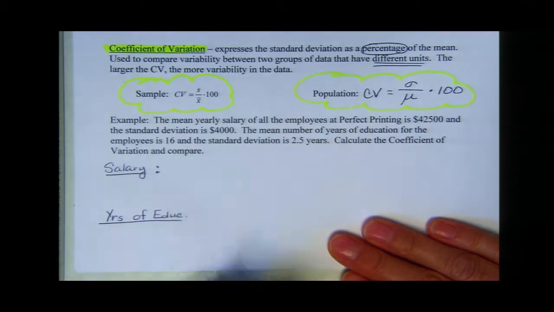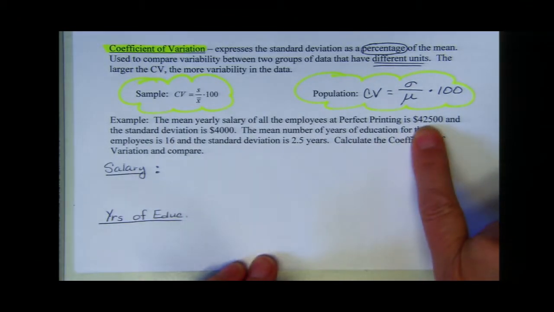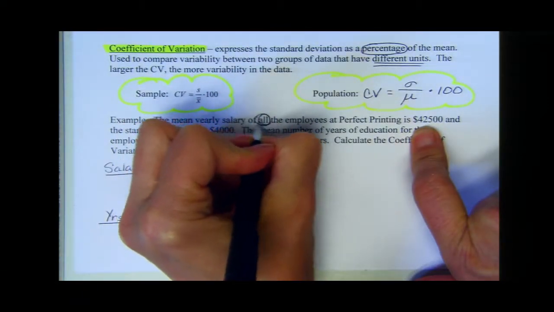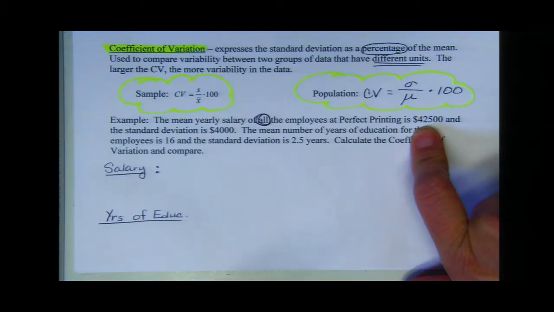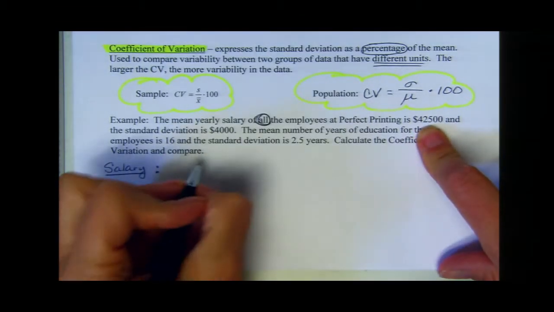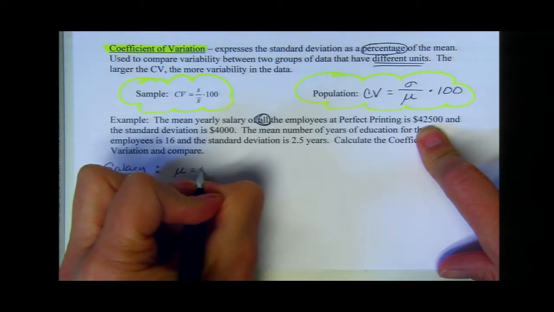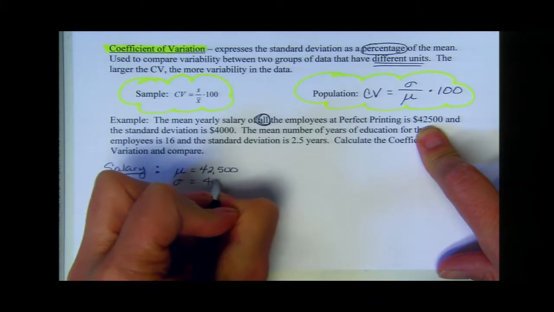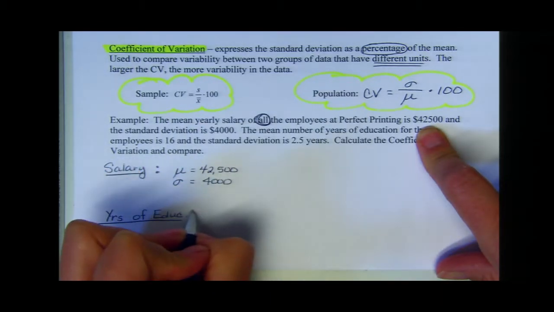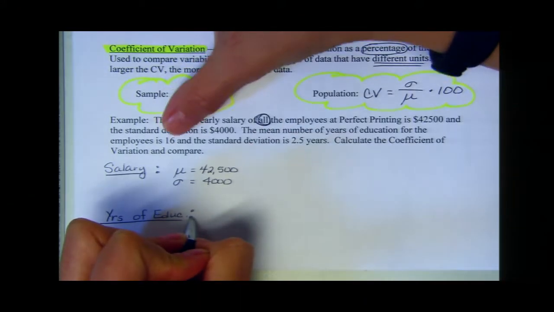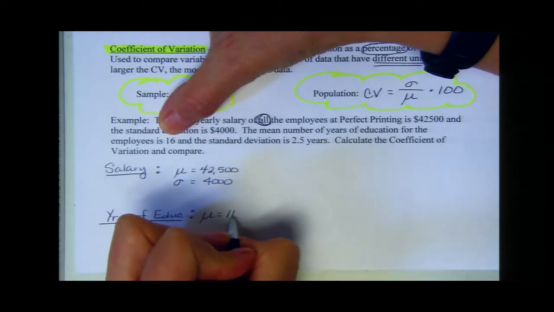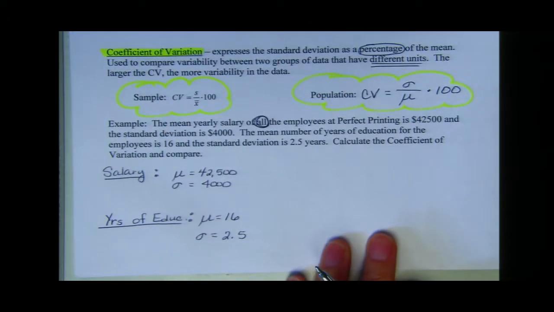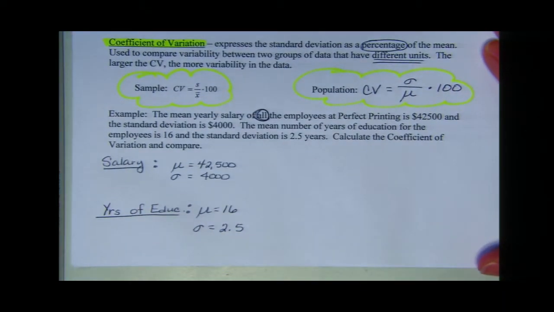All right, so here's the mean for the salary. Now, one other thing I want to point out, this does talk about all the employees. So because of that word all, I know that we are talking about the population. So in this case, it would be mu for the salary is 42,500, and the standard deviation is 4,000. And the years of education, we have the mean, or mu, is equal to 16, and the standard deviation is 2.5. So now what we're going to do is calculate the coefficient of variation on both of these.